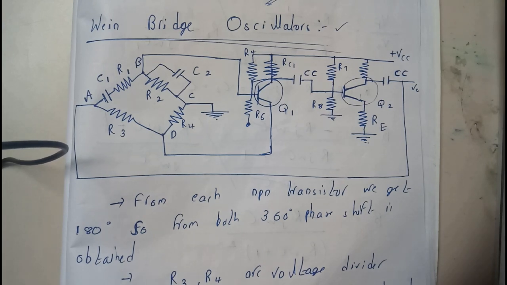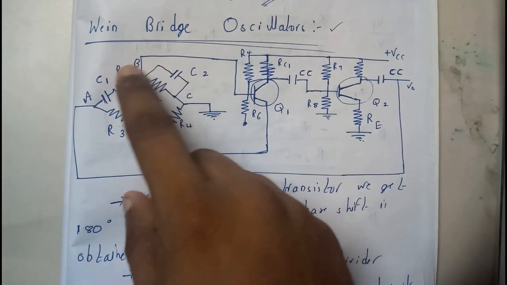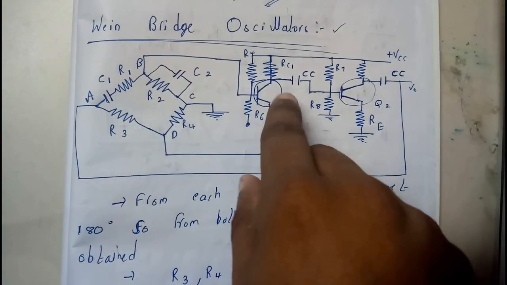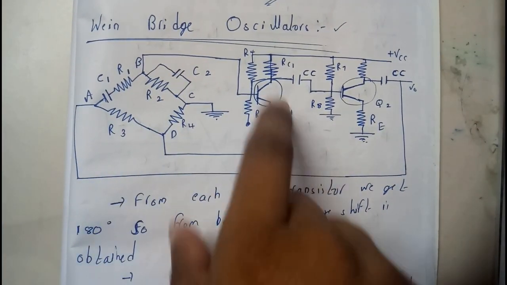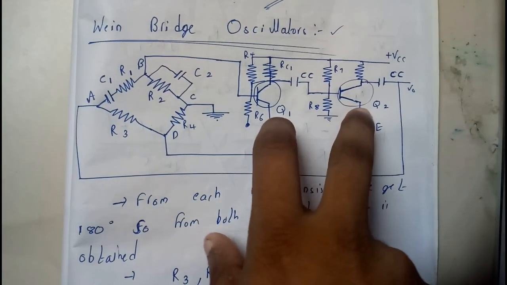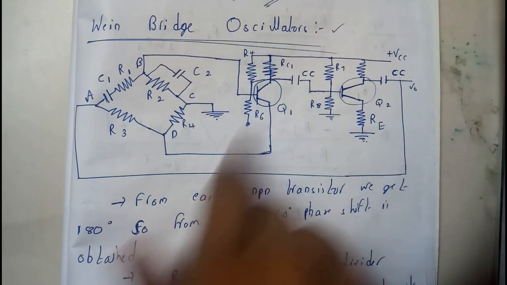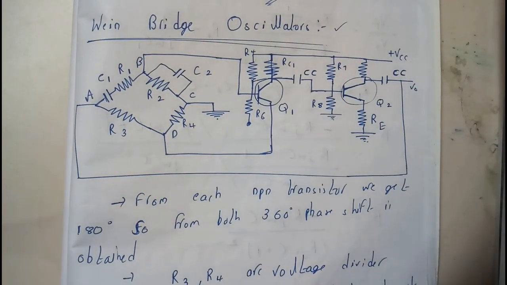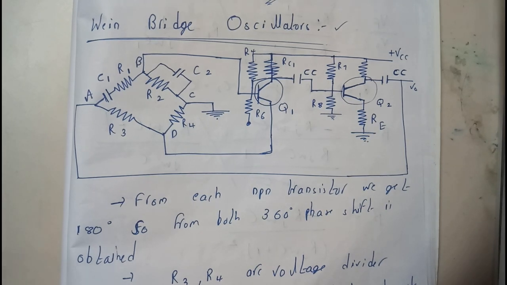So basically, the circuit diagram is right in front of you guys. It's really, really clear. Here we have a bridge type structure, and we will not have any tank circuit. We will have two CE amplifiers. The first one will make 180 degrees and the second one will make another 180, so that at the end we get a 360 degree phase shift. I hope everyone is now clear with the diagram.